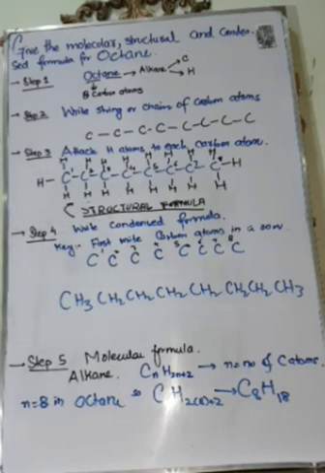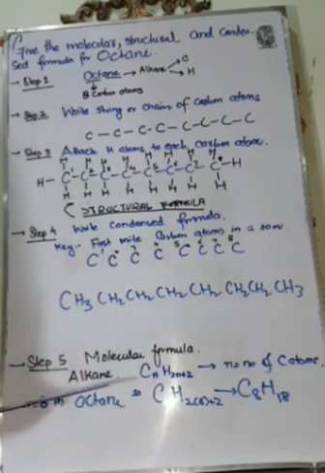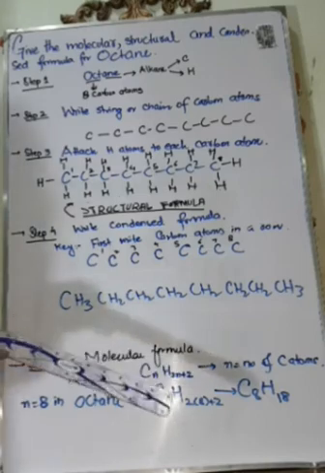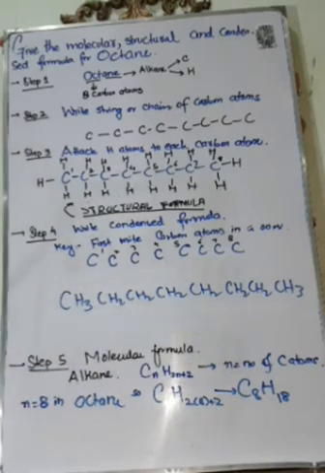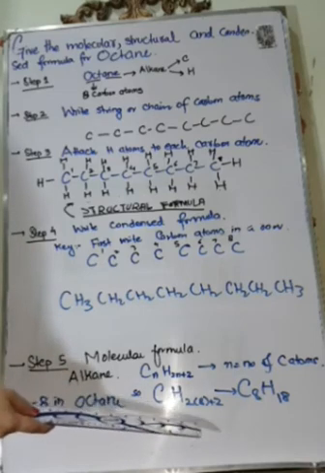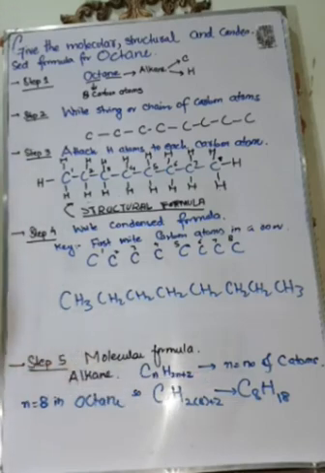Now for writing the molecular formula, we adopted the same method. We know that the alkanes' molecular formula can be derived by using the formula CnH2n+2. In this formula, n is the number of carbon atoms. Since in octane there are 8 carbon atoms, by putting the value of n, C8H(2×8+2) gives C8H18. So this is the molecular formula for octane.